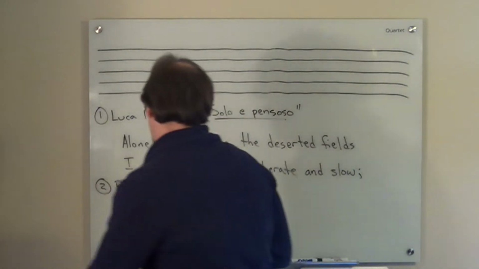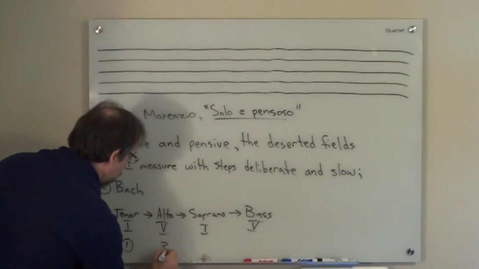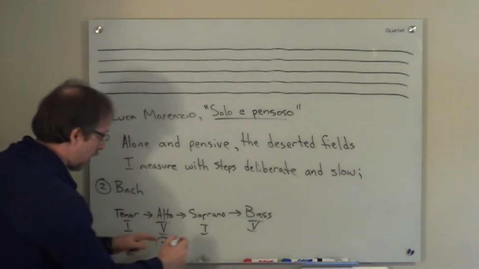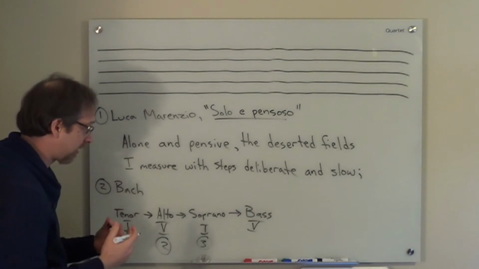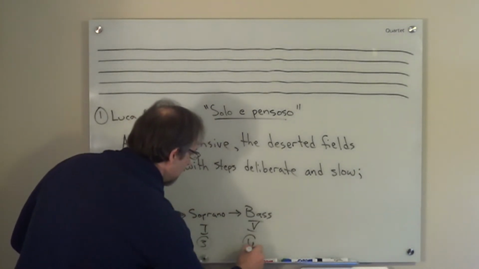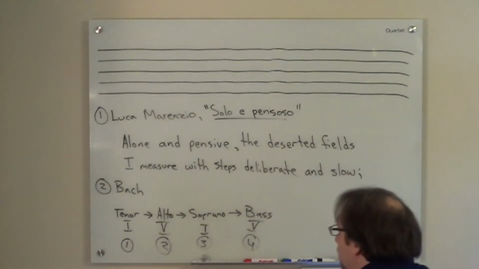So when we start, we have one voice all by itself. The alto joins. Now we have two voices, the tenor and the alto. Then the soprano joins, which means we have 3 melodies going all on at the same time. And then the bass enters. We got 4 voices and a contrapuntal texture.